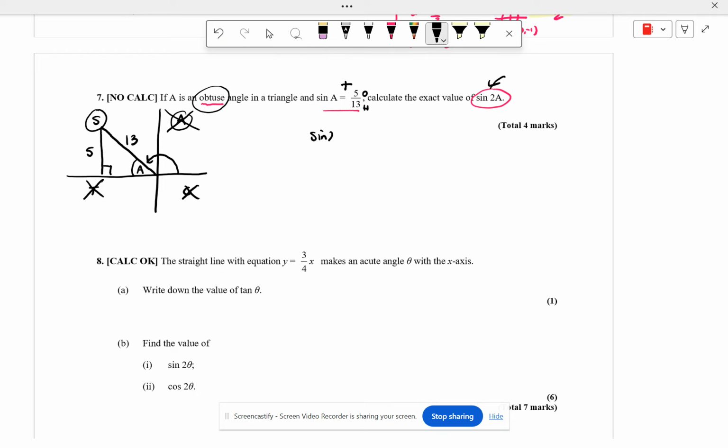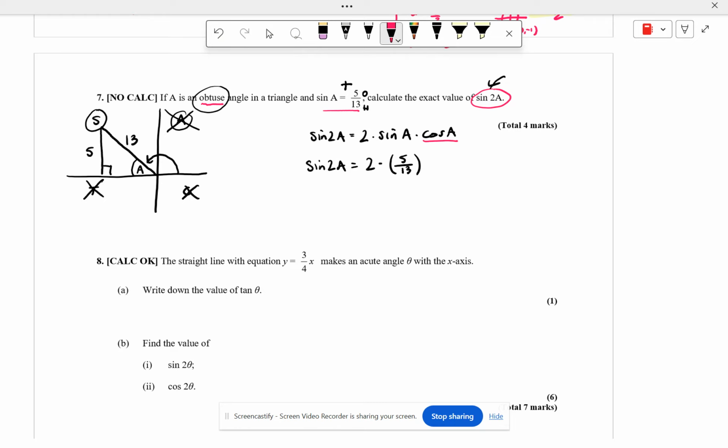In order to get the sine of 2A, I'm going to need 2 times the sine of A times the cosine of A. So I have the sine of A. They gave it to me. It's 5 over 13, but I do need to calculate the cosine of A. That's what I'm trying to find out right now. So let's figure out what the cosine of A would be.